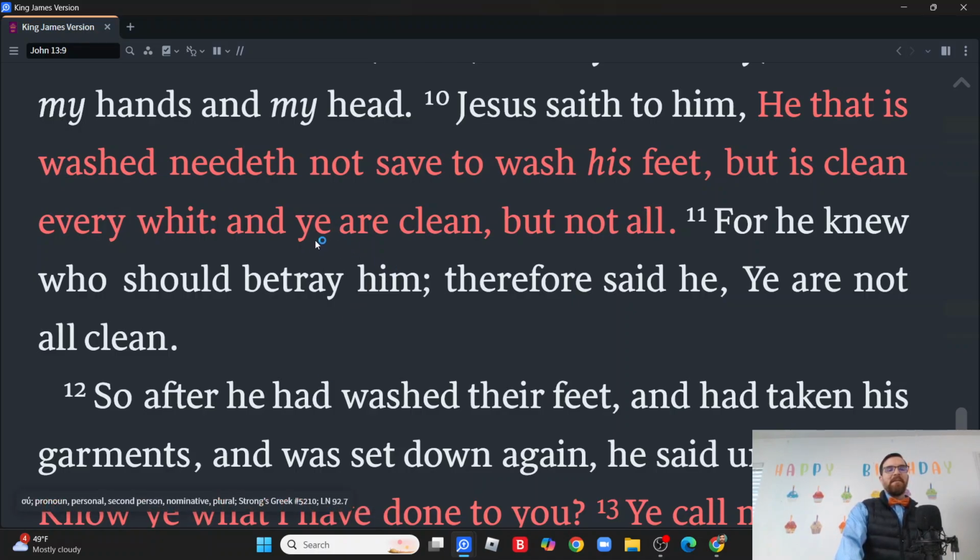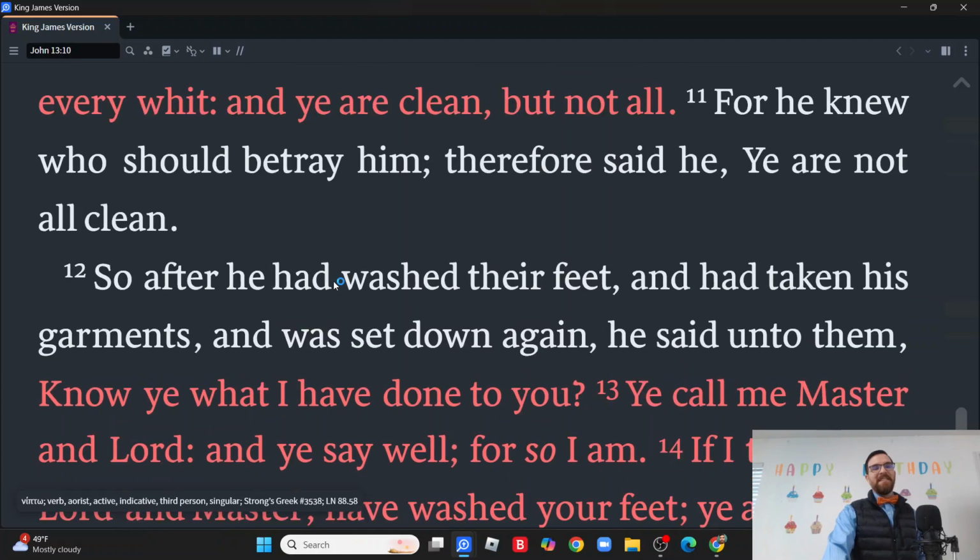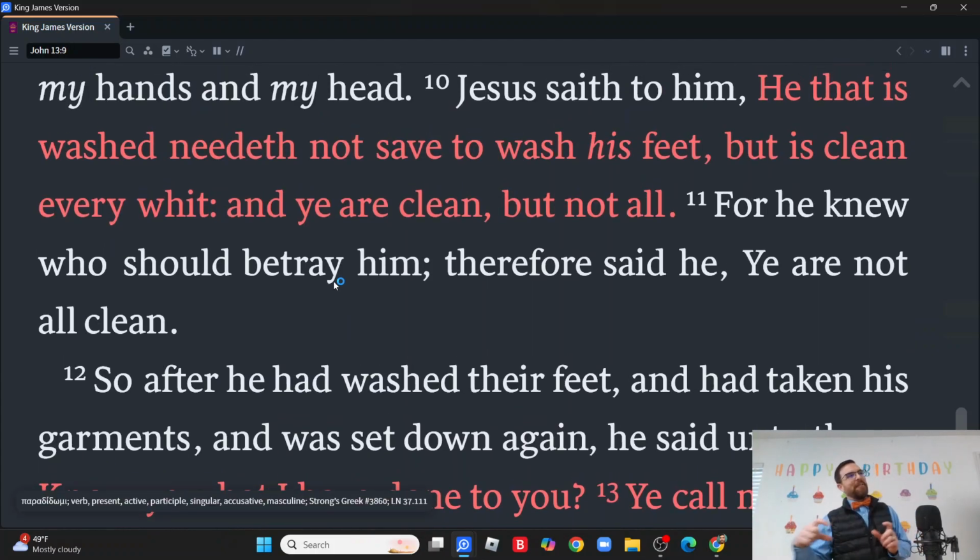You guys notice that? The plural. For he knew who should betray him. Therefore said he, You're not all clean. That's like a little sidebar that John is giving us, a little more information, right? Jesus said that, but here's how you should understand this.